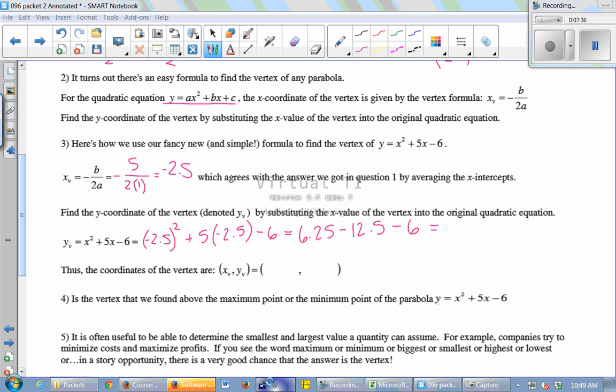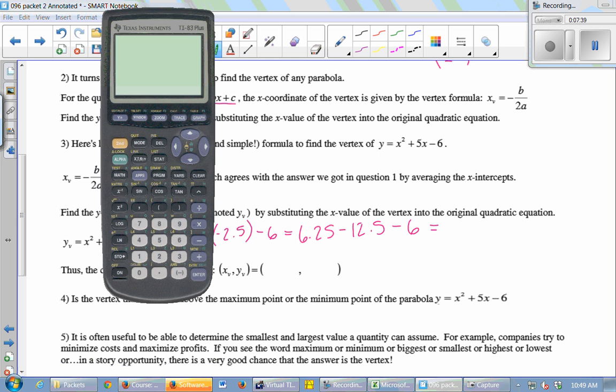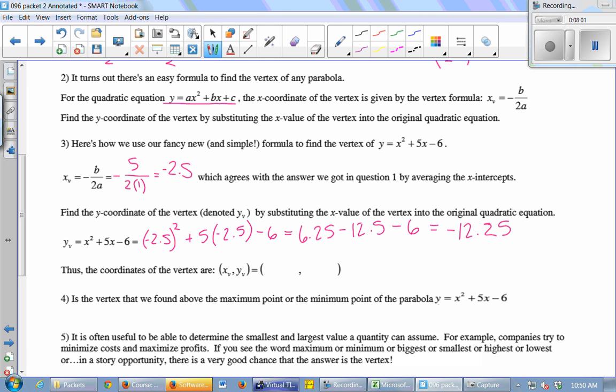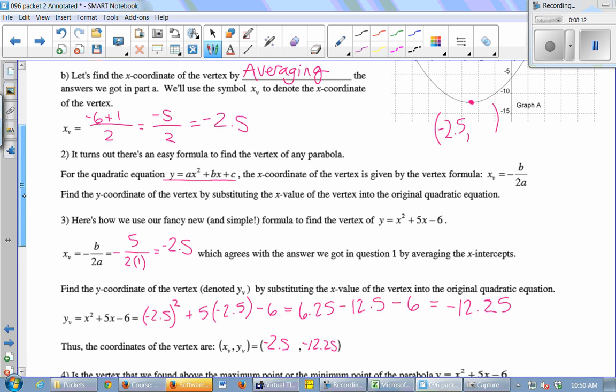Do we need a calculator? 6.25 minus 12.5 is negative 6.25, and then minus 6, negative 12.25. So that is the y-coordinate of the vertex of the parabola. So my final coordinates are negative 2.5, negative 12.25. That is the point, the lowest point on this parabola.